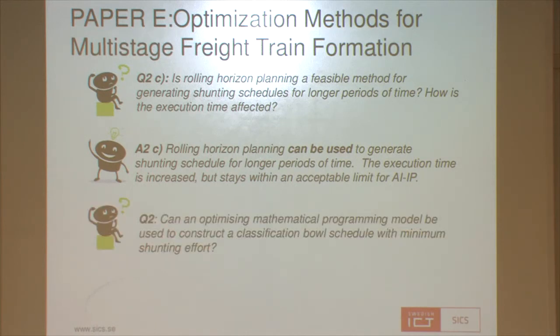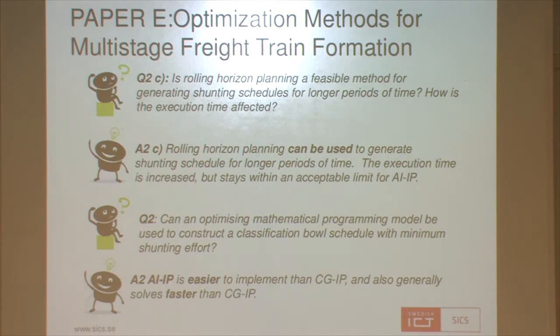And also, going back to question 2 again, can we use mathematical modeling to solve the shunting, the classification bowl schedule problem? And yes, we can, and you probably want to use the final arc-index model because that one is the fastest.